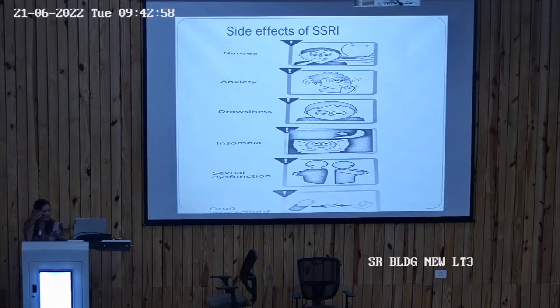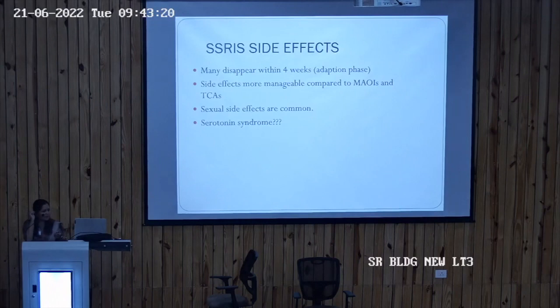Anxiety may occur, drowsiness, insomnia. It may cause sexual dysfunction. Drug interactions can be there. If you're giving it with other antidepressants, again a serotonin syndrome tendency can be there. So the most common adverse effects are nausea and diarrhea. This usually disappears within 4 weeks because the patient becomes tolerant to it, and the side effects are manageable compared to the first generation antidepressants. Sexual side effects are common, and serotonin syndrome again is a complication you have to be careful about while prescribing SSRIs too.